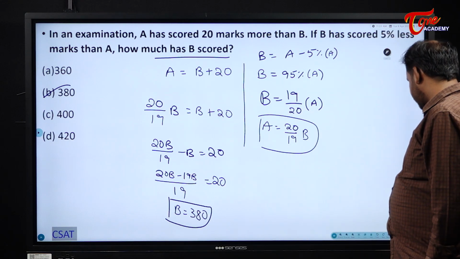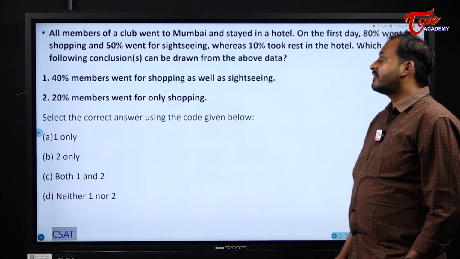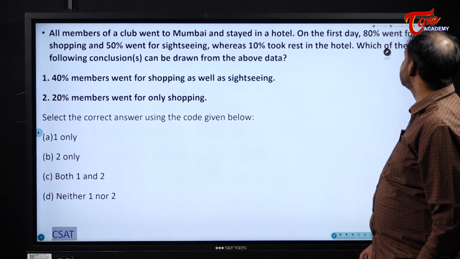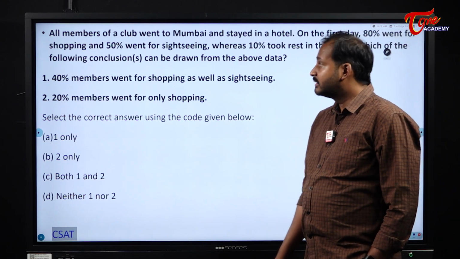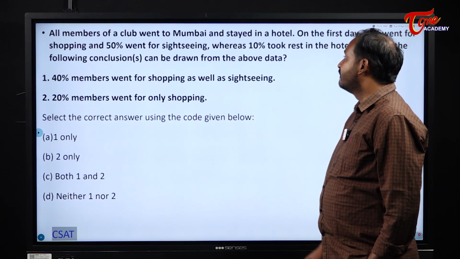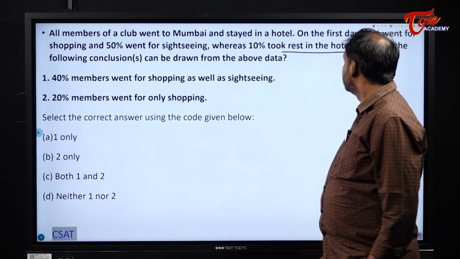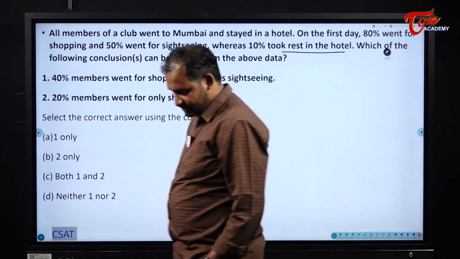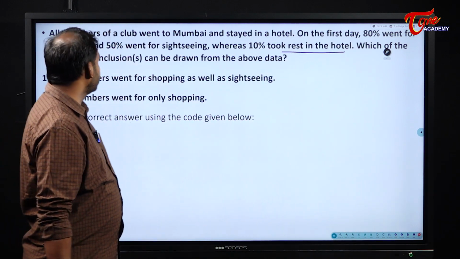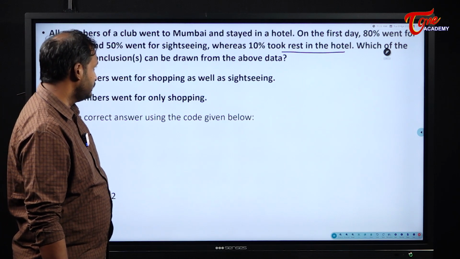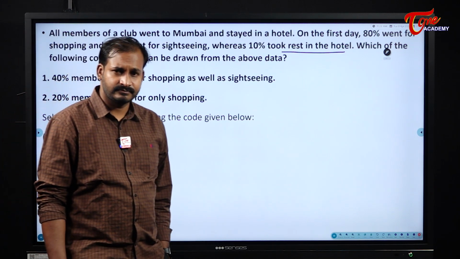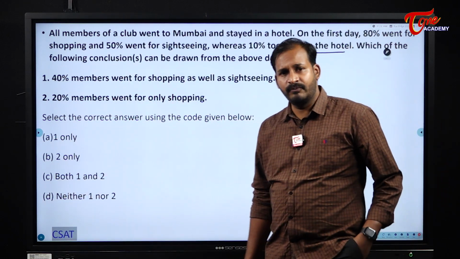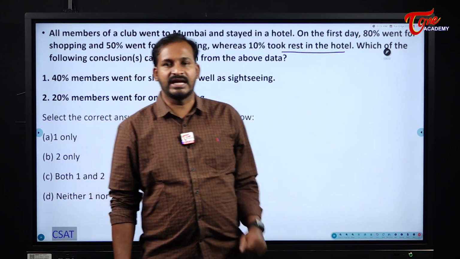Okay. Next one. All members of a club went to Mumbai and stayed in a hotel. On the first day, 80% went for the shopping and 50% went for sightseeing, whereas 10% took rest in the hotel. Which of the following conclusions can be drawn from the above data? Now see here, students. On the first day, 80% went for shopping and 50% went for sightseeing. From this, what we can understand? Definitely we can understand one thing, that few went for both shopping as well as sightseeing.